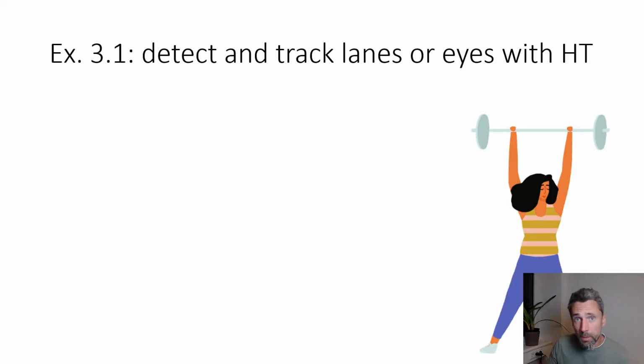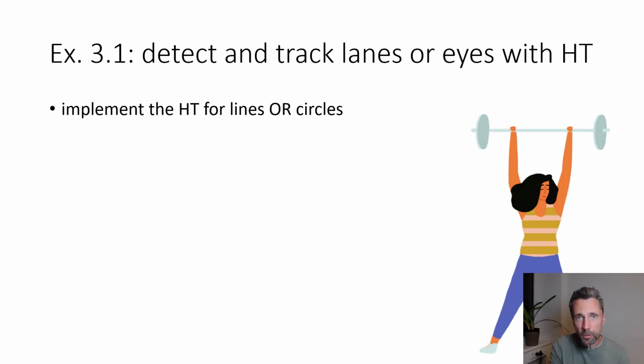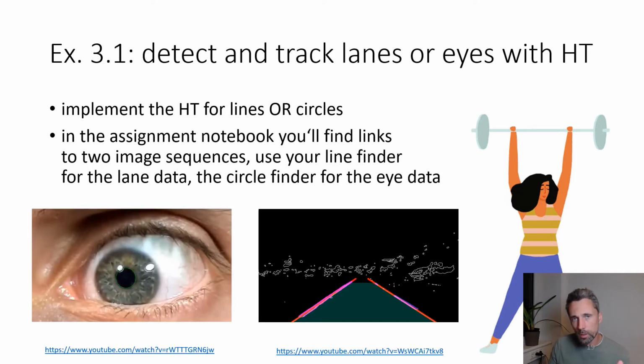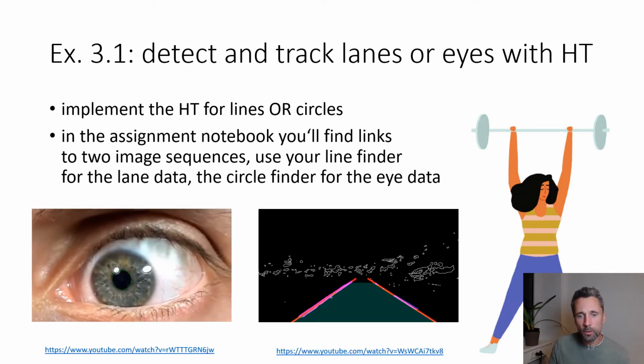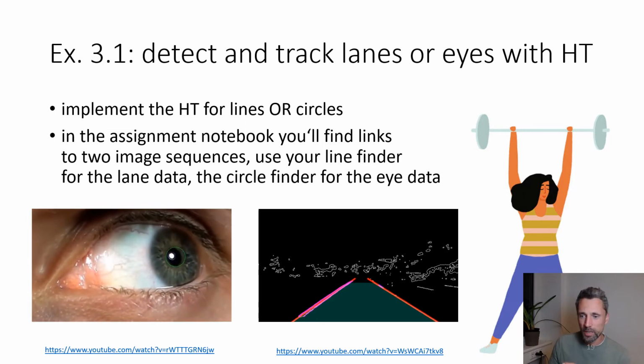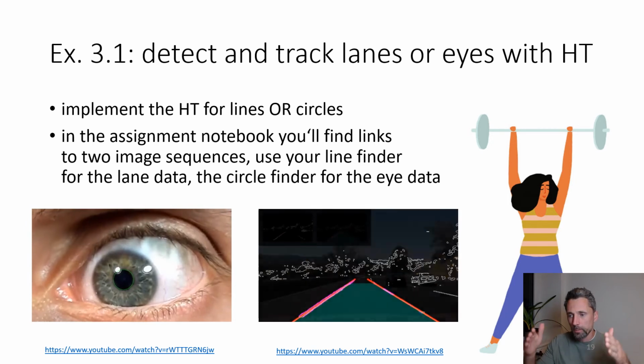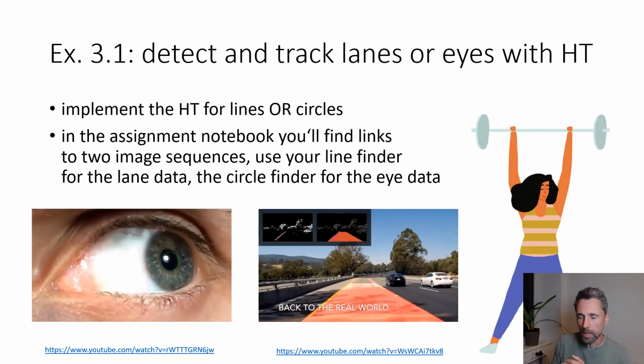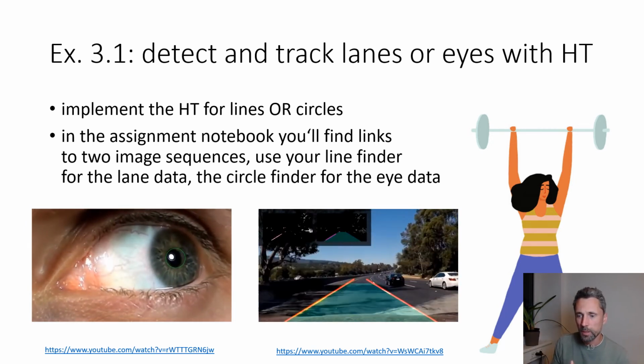So in your assignment, we want you to implement the Hough transform for lines or circles. Obviously, you can do both if you like. We'll provide 2 sets of data, one showing those beautiful eyes, and the other set, those camera feeds from within a car.